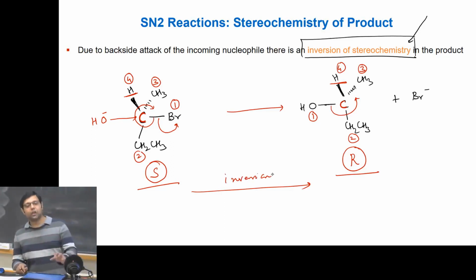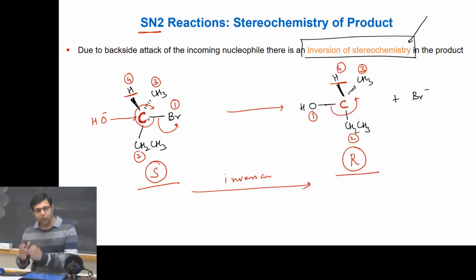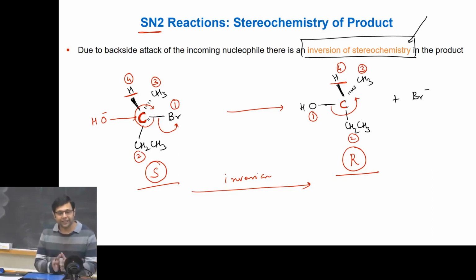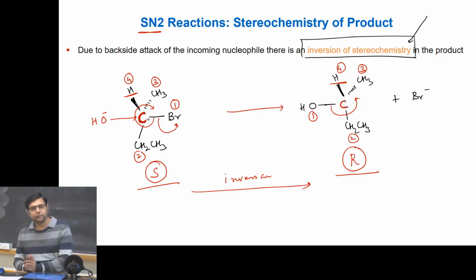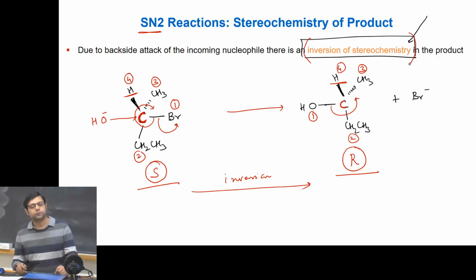So if you start off with a chiral center, an alkyl halide that has a chiral carbon, and if that alkyl halide undergoes an SN2 reaction at that chiral center, the product will have the opposite configuration to what you began with. If you start with S, you will get R. If you start with R, you will get S. So always an SN2 reaction will be accompanied by inversion in stereochemistry.